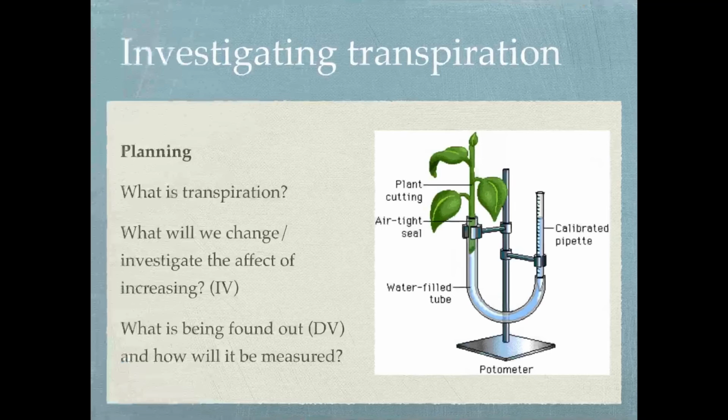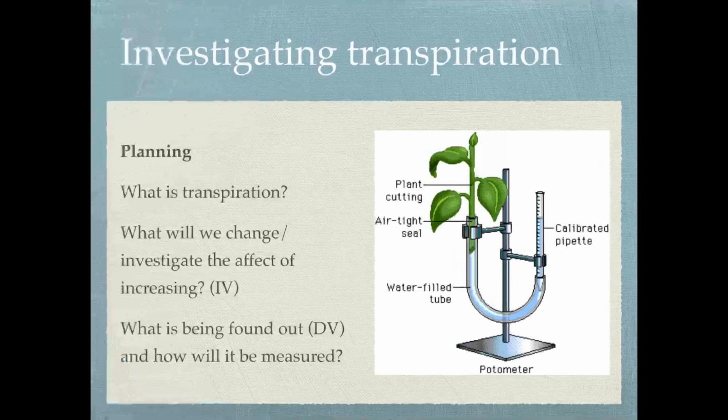But as I mentioned earlier, we can't see how quickly water's leaving the plant. So we've got to think about how we're going to measure it. And this setup is called a potometer. You can see here that as the water is being used up by the plant, it's going to move up the plant and out of the leaves. So the water level is going to move down, and you can see there's a measured scale there. So I could basically measure the distance travelled by the water in a given time.